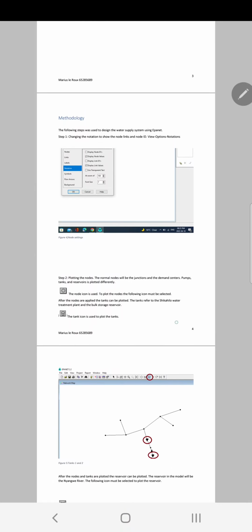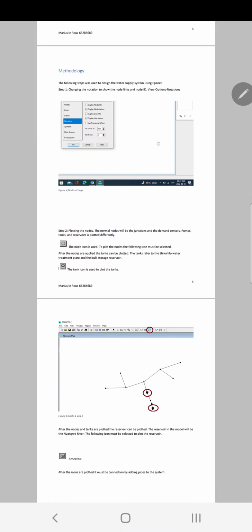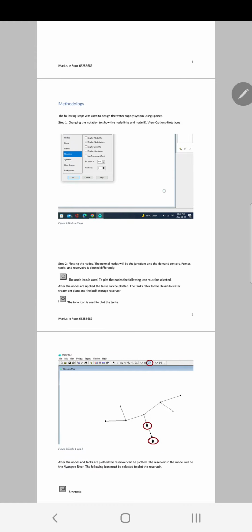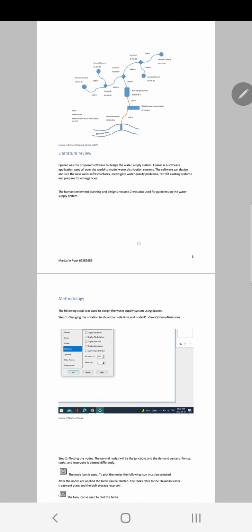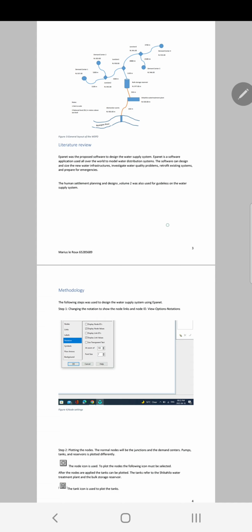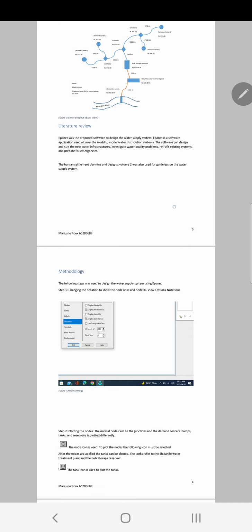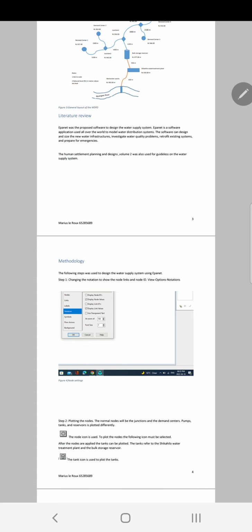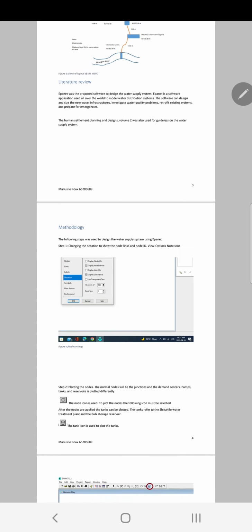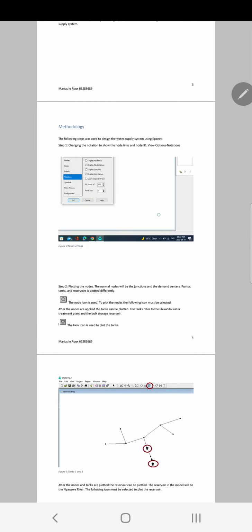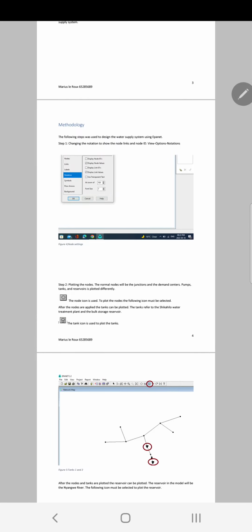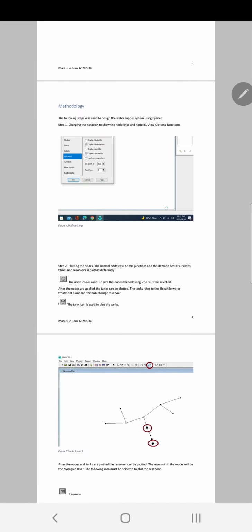For the project we used the software EPANET, which is a design system for water. EPANET is also used to model water distribution systems. It sizes new water infrastructure and it can investigate existing water problems.